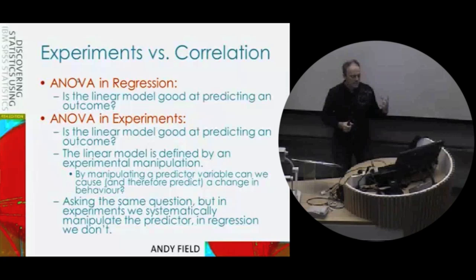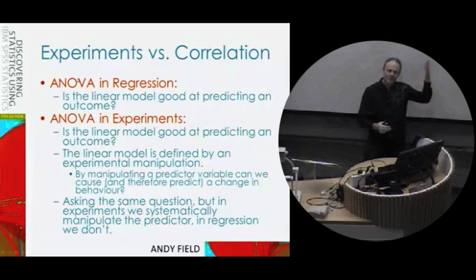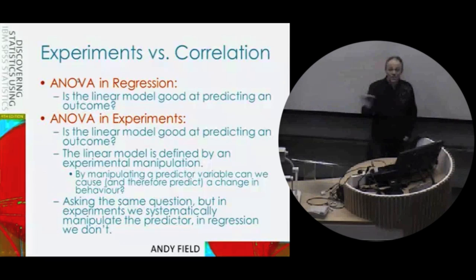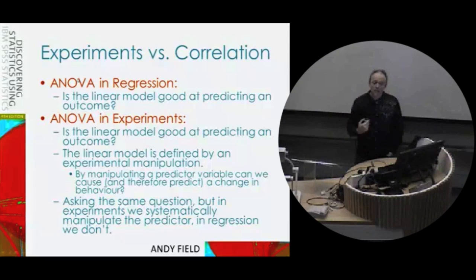When we've done experiments, those predictor variables represent differences between means rather than variation in scores on a naturally occurring variable. So the ANOVA that you've already come across in a table in your regression outputs is essentially the same thing as the ANOVA we're now talking about in the context of experiments. It's not different in any way, shape or form. It's asking exactly the same question. The only thing that's changed is what the model is, essentially.